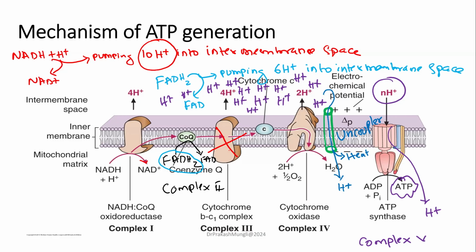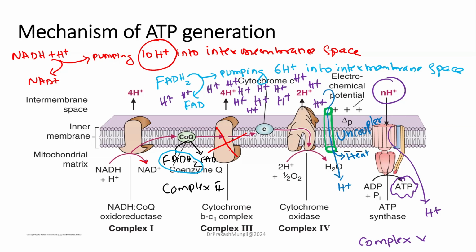Complex 3 is necessary for both complex 1 and complex 2, and you are blocking it. That means oxidation of FADH2 and oxidation of NADH will both be down. So what will happen to ATP synthesis? Totally down. And what happens to the NADH and FADH2 levels? They will build up. When they are not oxidized, they build up because you are blocking complex 3.